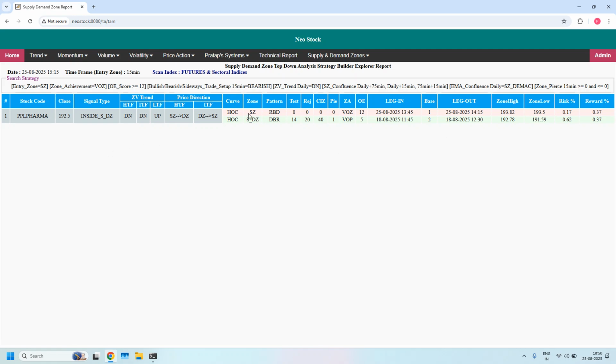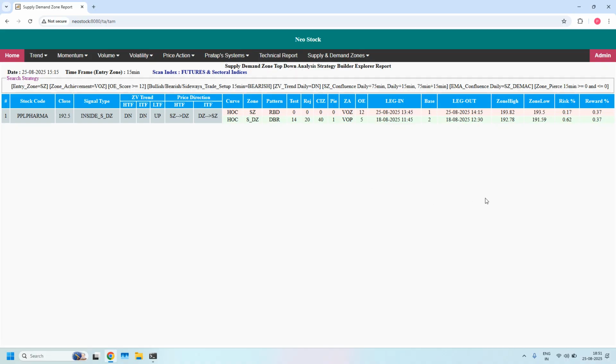So this supply zone is filtered. That means this is having more high probability to get success, provided lesson 20 checklist items are satisfied. Otherwise, there are higher chances of zone violation. So this is about a bearish trade setup for daily income trade.